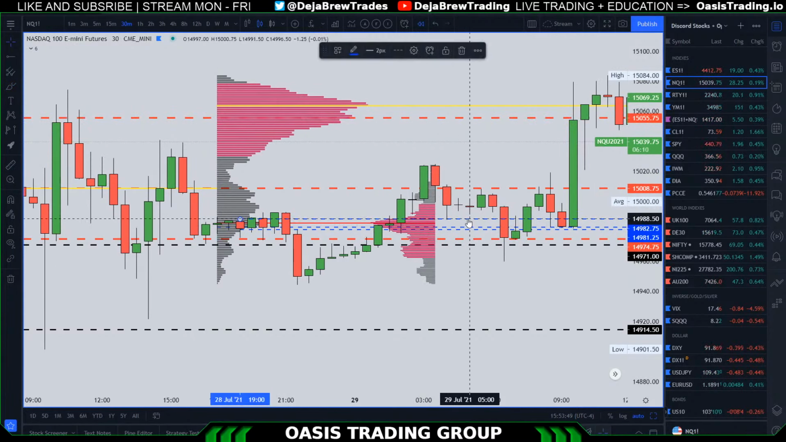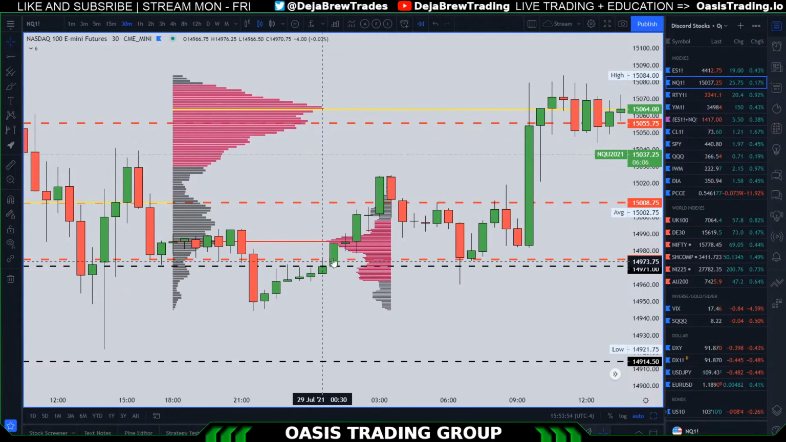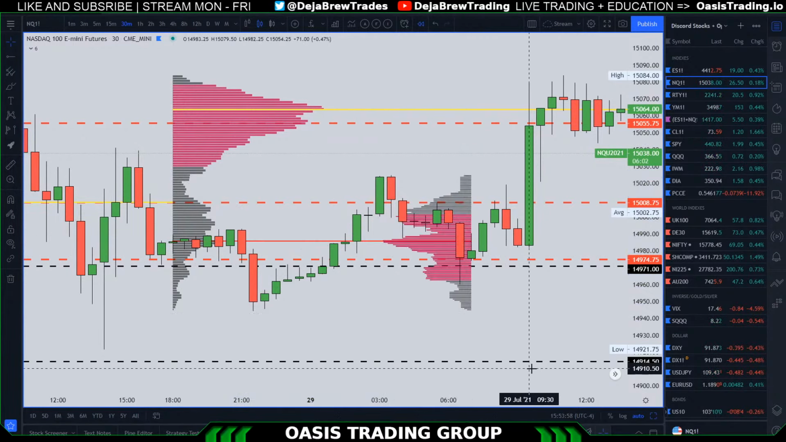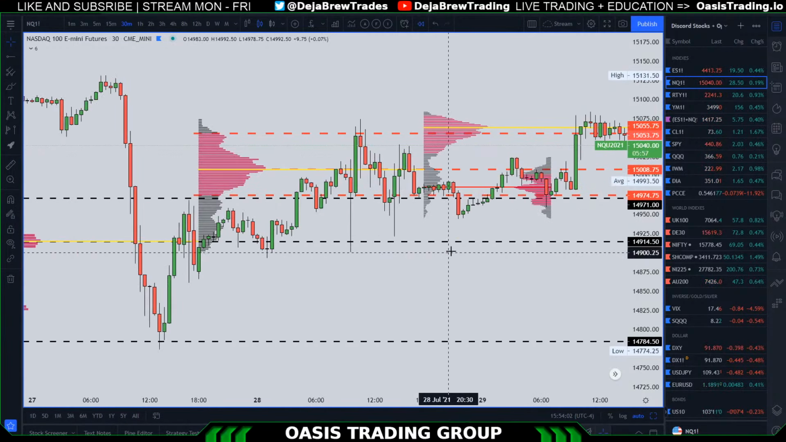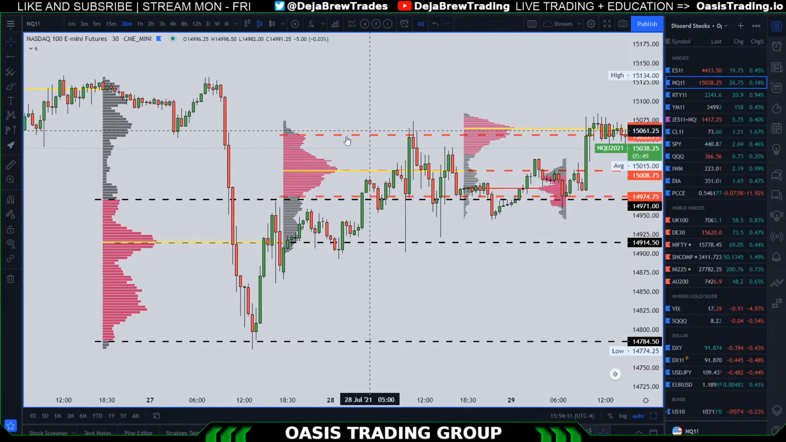All right, let's move on. Let me delete the initial balance lines here. We don't need those anymore because we have a profile to use. And let's keep going. Okay, so now right here, what are we seeing? We're seeing a retest of the previous day's value area low and the previous day's value area high. So 2 days ago, we're seeing the value area high retest and then the value area low here. So strong support around that 14,970 area.